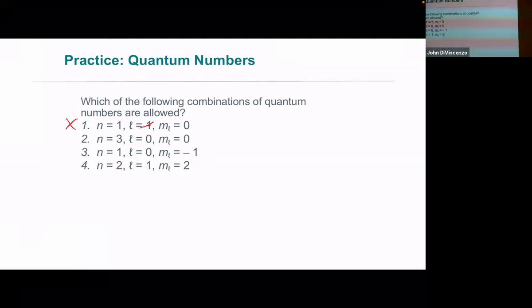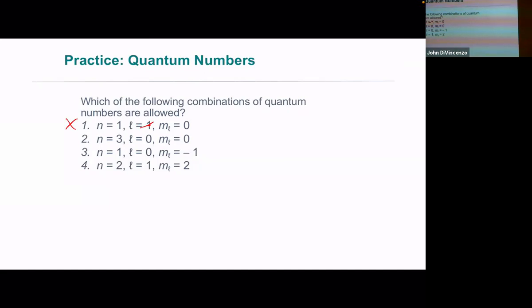How about the second one? Is that allowed? So L is equal to 0 when n equals 3. That's allowed. Good. Stand your ground. It is allowed. I'm just challenging you. What's your name? Tommy? Tommy said L cannot be equal to n ever. I should have said that. The values of L are up to n minus 1, so it can never equal n. So very good.